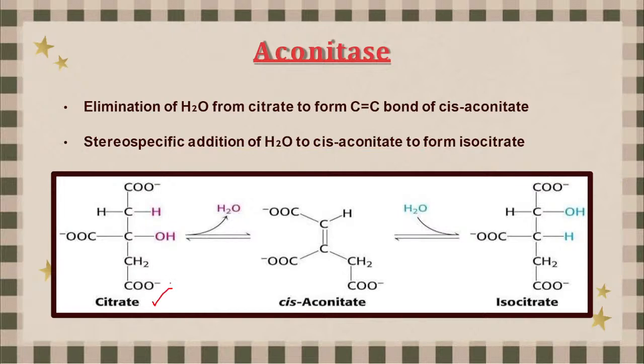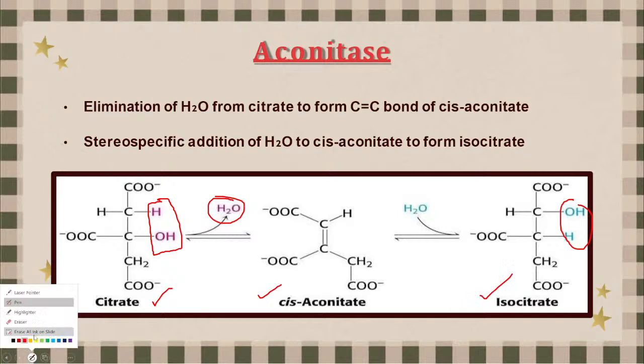From the citrate, what happened first? All of you pay attention, friends. From the citrate, what happened first? From the citrate, there is a loss of water molecule first. Upon losing the water molecule, citrate is converted into cis aconitate. Now once again, to the cis aconitate, I have added the water molecule. See here, upon adding the water molecule, once again what is produced? It is producing the isocitrate.